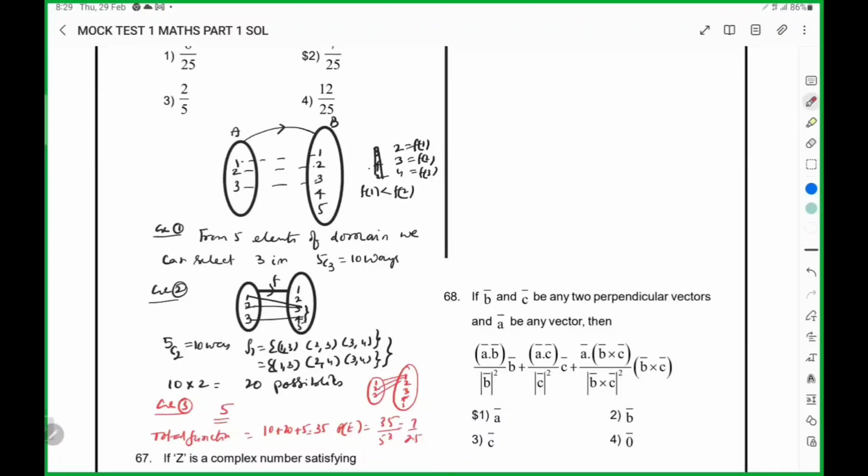Why is the denominator 5 cube? Each element can be mapped to 5 elements. The denominator n of S: the first element can map to any one of the 5 elements, the second element likewise. Total functions are 125.